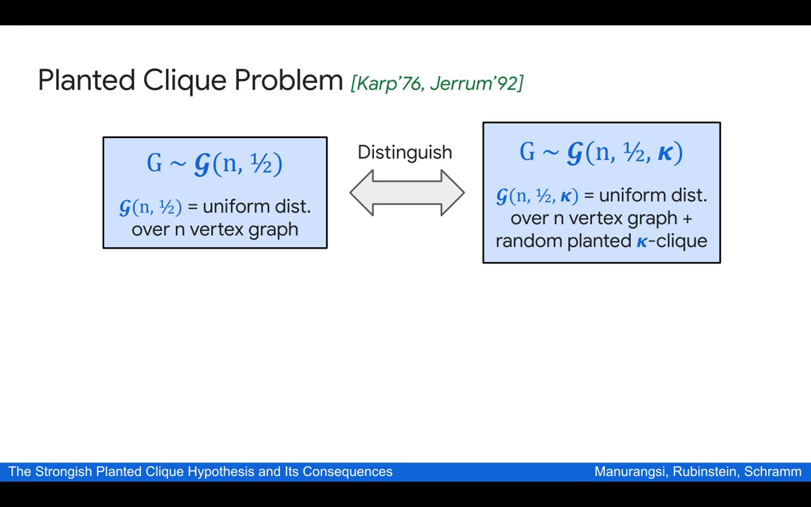Several algorithms are known for the planted clique problem. The simplest algorithm exploits the fact that in Gn², the size of the largest clique concentrates around 2 times log n. This means that we can try to enumerate and find a clique of size significantly larger than 2 times log n. If we find one, then we know that G likely comes from the planted distribution. So this gives us an algorithm that runs in n to the order of log n time, and this works for any value of kappa.